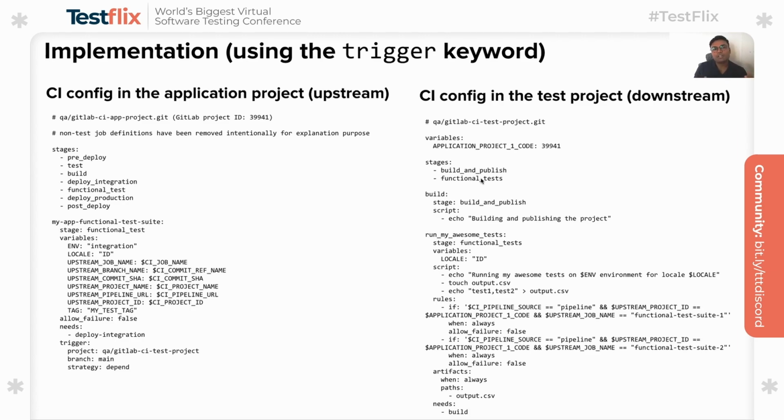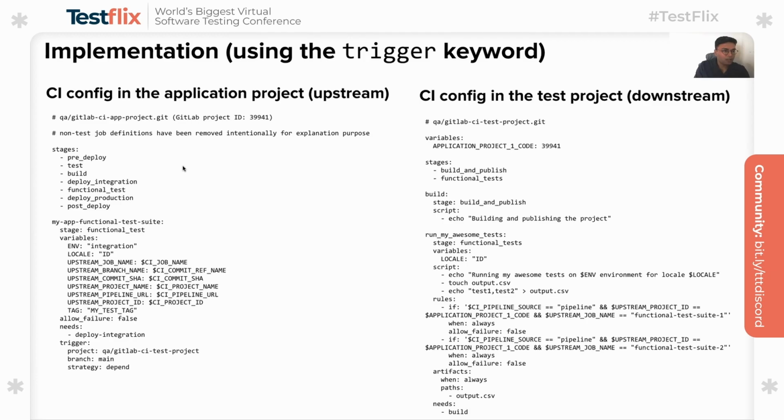The trigger keyword in GitLab is essentially the crux of this whole session, which explains how to combine two different pipelines. As you can see here, there are two different code snippets, which are nothing but two different pipeline configurations following the GitLab YAML syntax. On the left side, it's an application project, which forms an upstream pipeline for us. And on the right side, you can see that it's a test project that forms the downstream pipeline config for us.